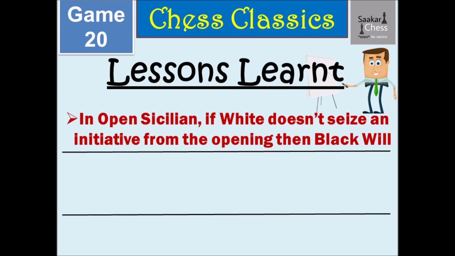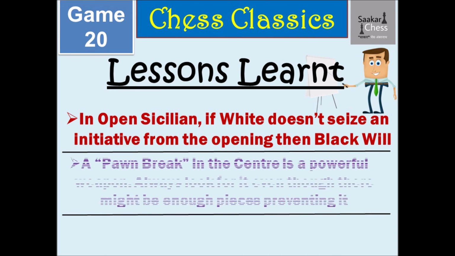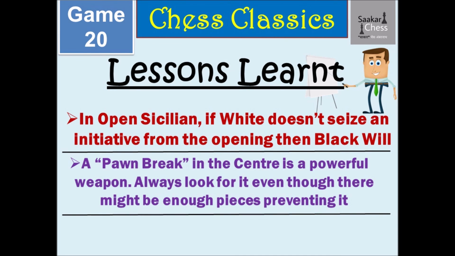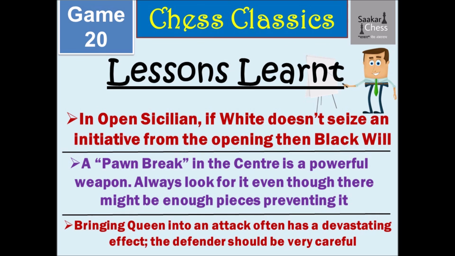In open Sicilian, if white doesn't seize the initiative from the opening, then black will. A pawn break in the center is a powerful weapon. Always look for it even though there might be enough pieces preventing it. Bringing the queen into an attack often has a devastating effect. The defender should be very careful.